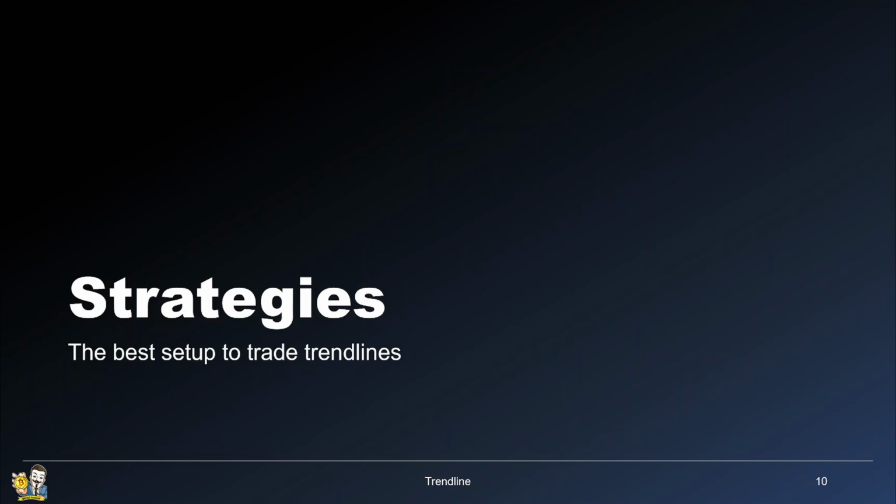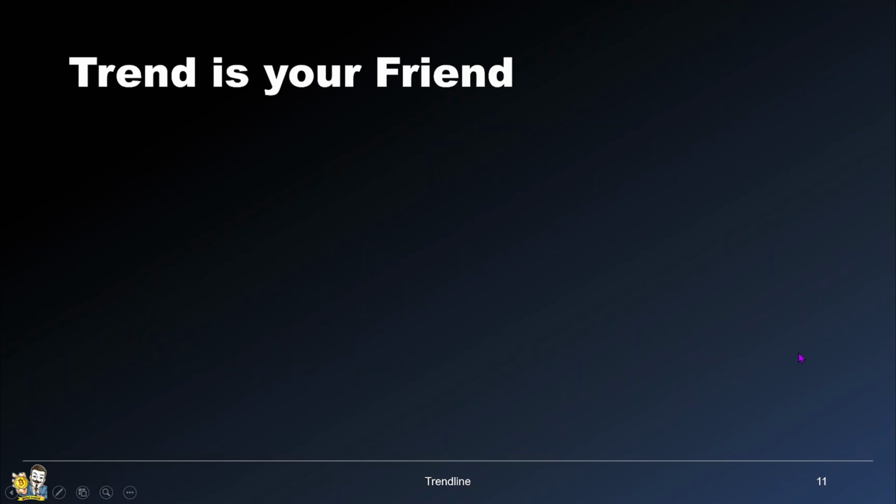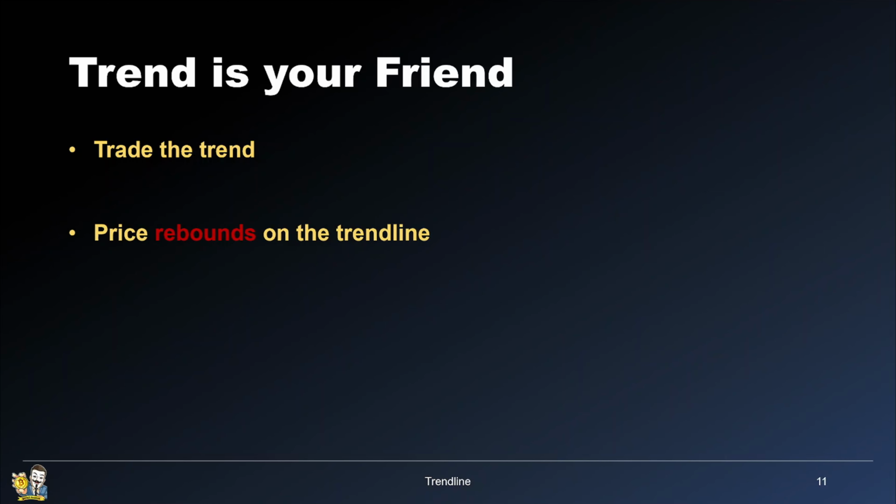Let's talk about trendline strategies. The first strategy I want to present you is the trend is your friend strategy. To make this strategy profitable, you have to trade with the trend. The price is used to rebound on the trend line.